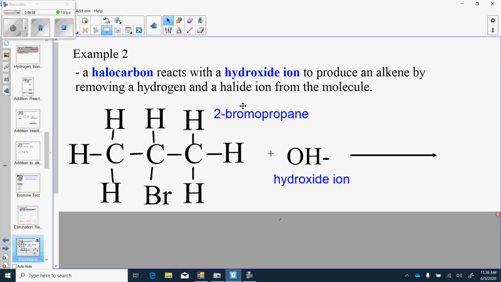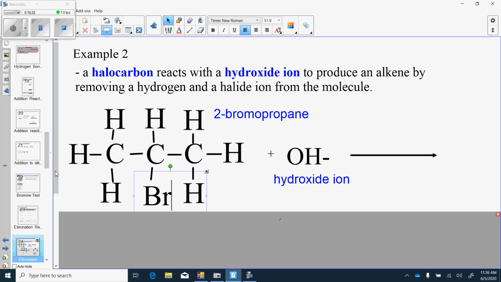So we have our halocarbon. We have our hydroxide ion, and we're going to eliminate. We always eliminate the Br, right? And we can eliminate a neighboring hydrogen. We can eliminate this guy or this guy, but be careful. In this case, when we eliminate this guy, here's the double bond. In this case, if we eliminate this guy, this is the double bond.